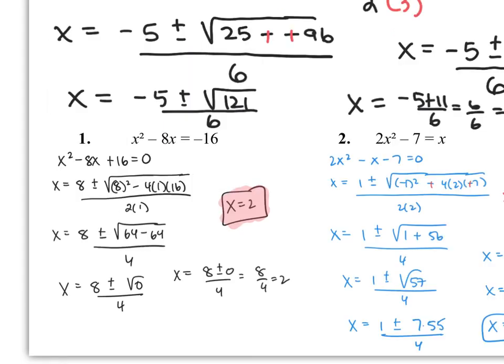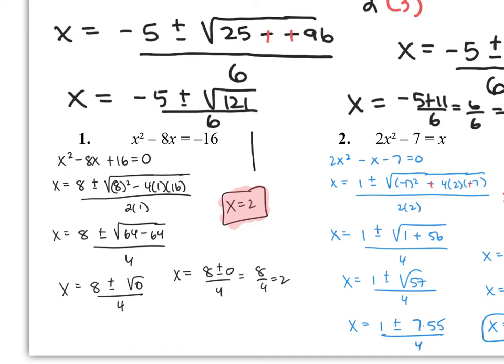So on example 1, we're going to move 16 over by adding it. That means my A value is 1, my B value is negative 8, and my C value is 16. When I plug in the b squared minus 4ac, I end up with 64 minus 64, which is 0. The only square root of 0 is 0. And when I do 8 plus 0 or 8 minus 0, I'm going to get 8. So this is a situation where I only have one root or solution.